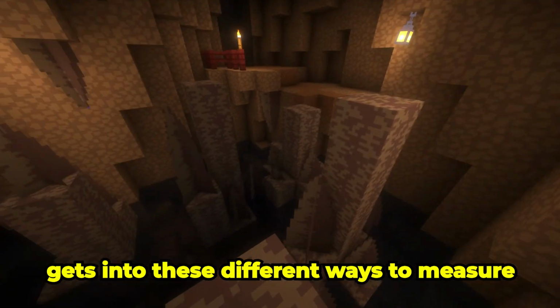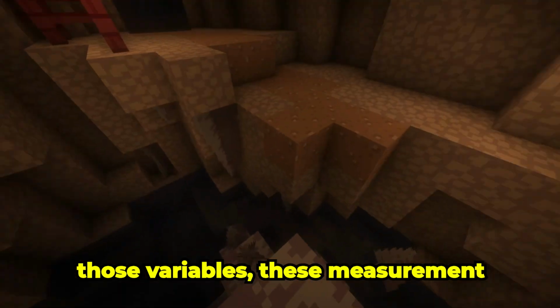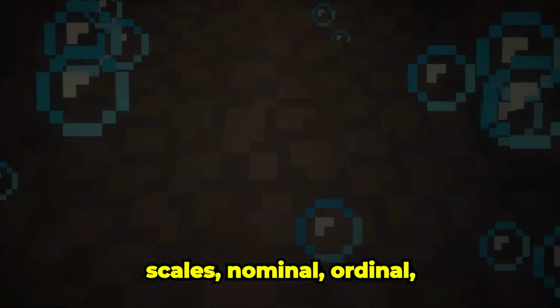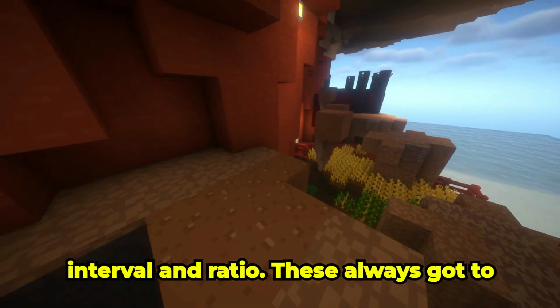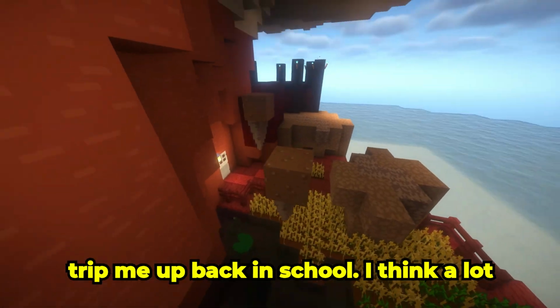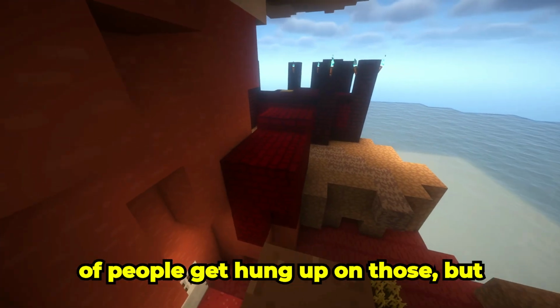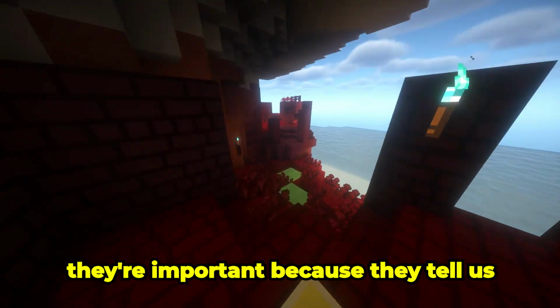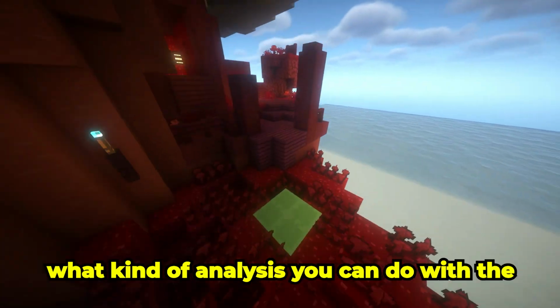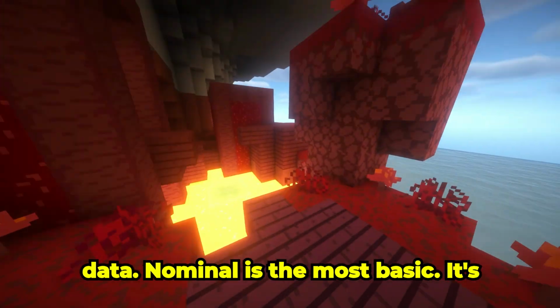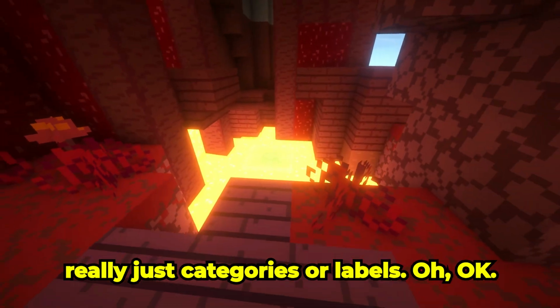Now, the book gets into these different ways to measure those variables, these measurement scales: nominal, ordinal, interval, and ratio. These always kind of trip me up back in school. I think a lot of people get hung up on those, but they're important because they tell us what kind of analysis you can do with the data. Nominal is the most basic. It's really just categories or labels.